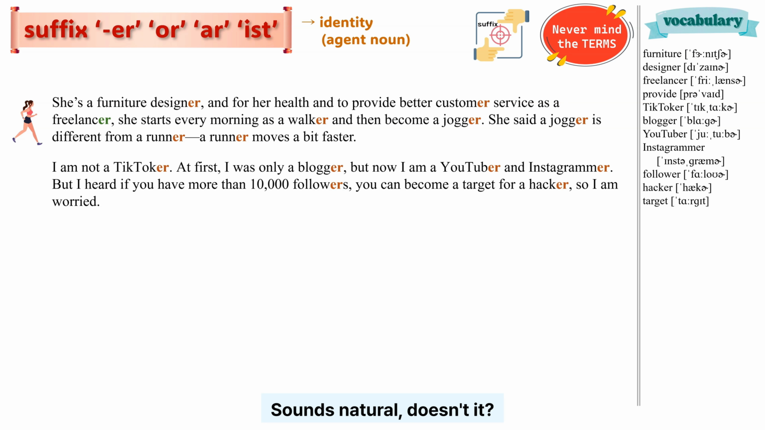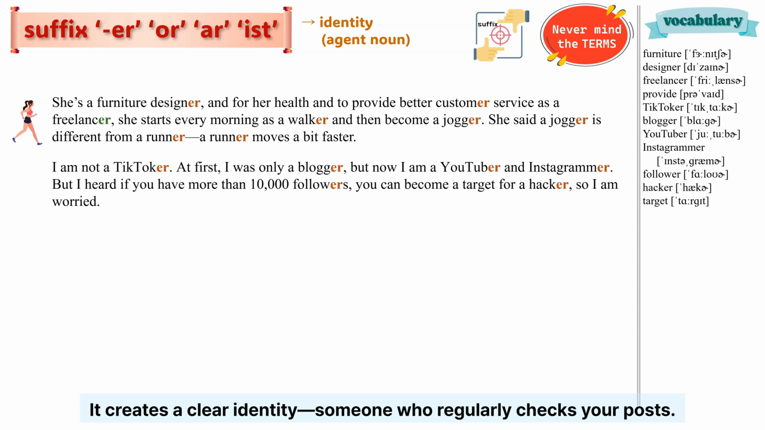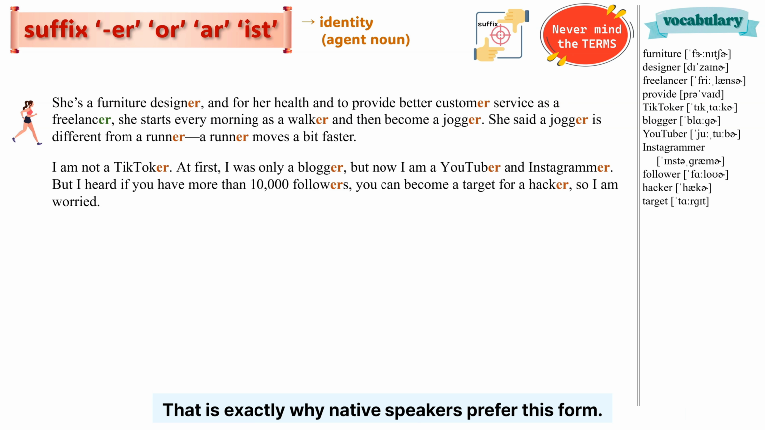Sounds natural, doesn't it? Here, notice the agent noun follower. It doesn't just mean a person who follows. It creates a clear identity. Someone who regularly checks your posts. That is exactly why native speakers prefer this form.